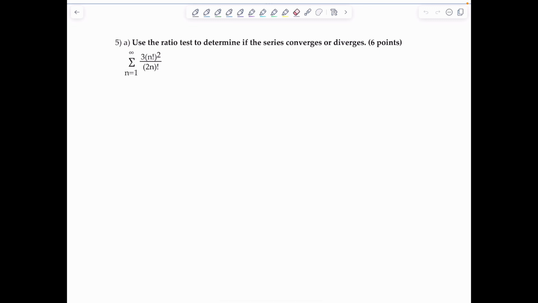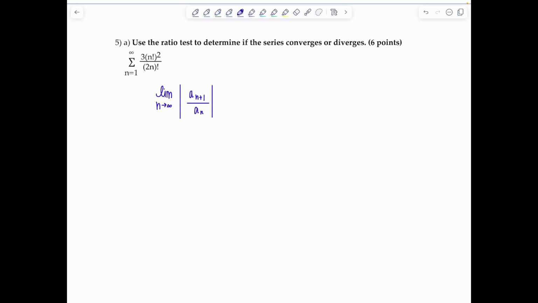Okay, so in the next problem, it tells us to use the ratio test to determine if the series converges or diverges. And we have here the sum from n equals 1 to infinity, 3 times n factorial squared over 2n factorial. So to start off, remember for the ratio test, you take the limit as n goes to infinity of the absolute value of a sub n plus 1 over a sub n. And then you compare the result with 1.